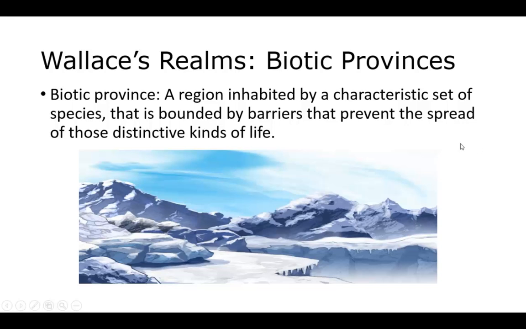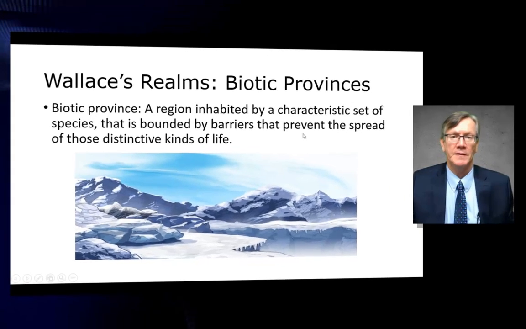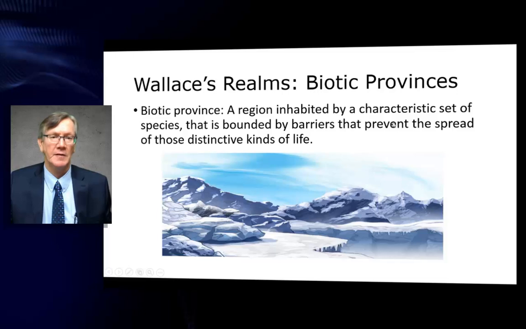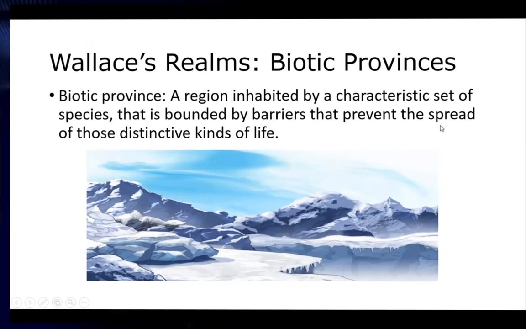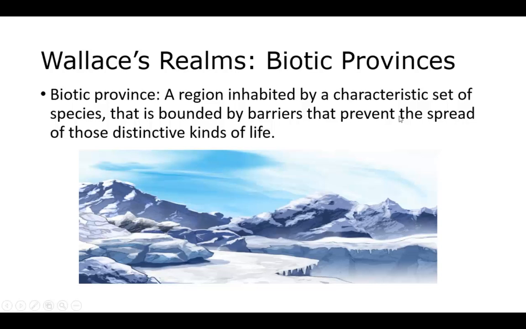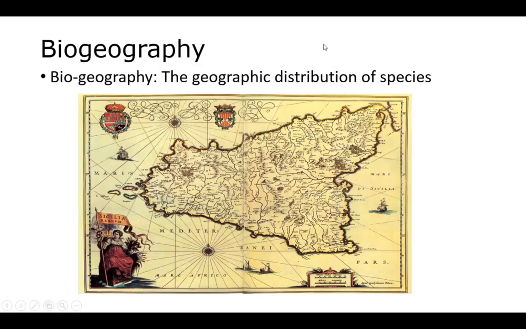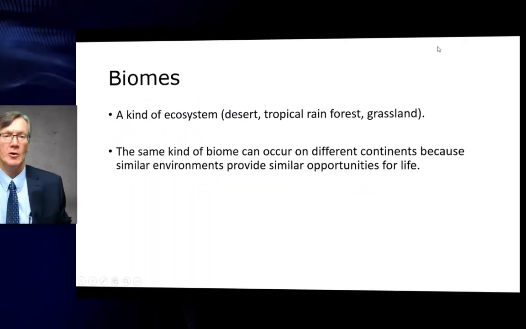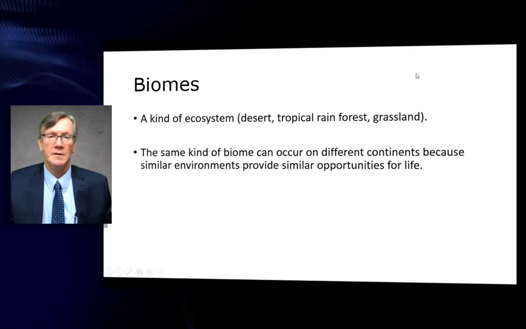Wallace's realms, biotic provinces. Biotic province is a region inhabited by a characteristic set of species, bounded by barriers that prevent the spread of those distinctive kinds of life. Barriers could be geographic, they could be climate, or other types of barriers. Biogeography, the geographic distribution of species.